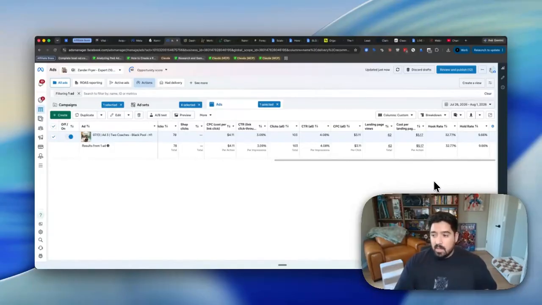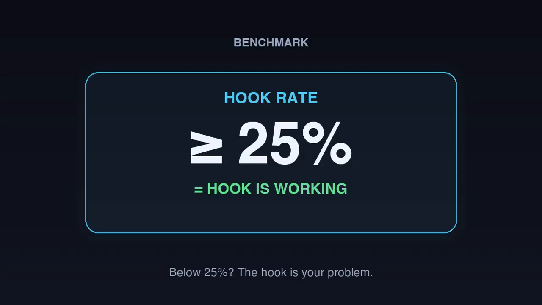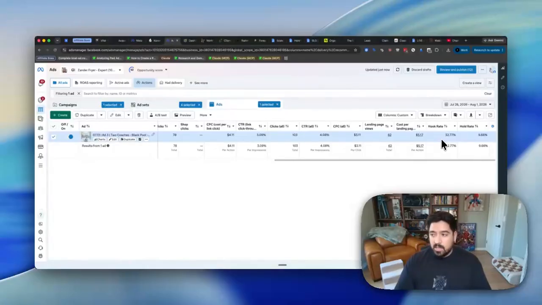From what I've seen, hook rate is good if it's over 25%. If your hook rate's below 25%, then the hook, the first few seconds of the video, or even the first line of the ad copy is going to be the problem. If it's above 25% but your hold rate is dropping, that means the body is the issue. Today we're just going to talk about fixing hooks, but that's a little bit of context on what you should be expecting and looking for.